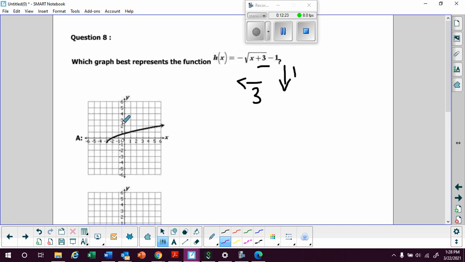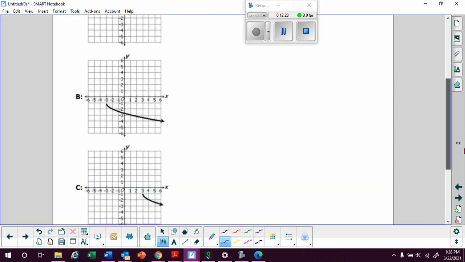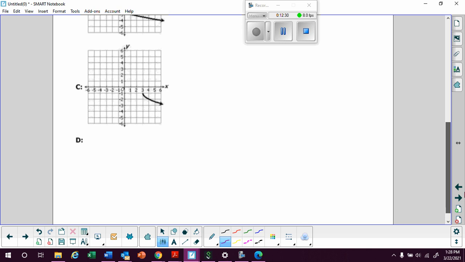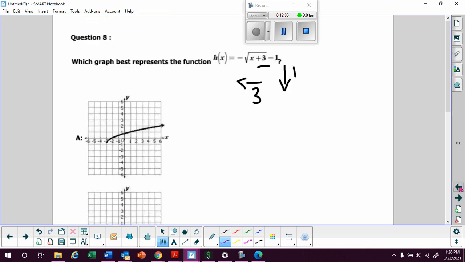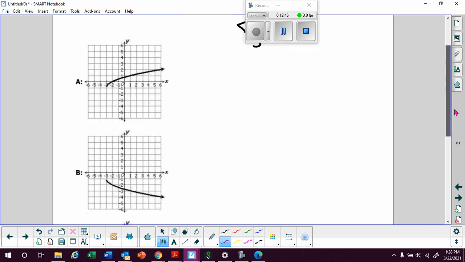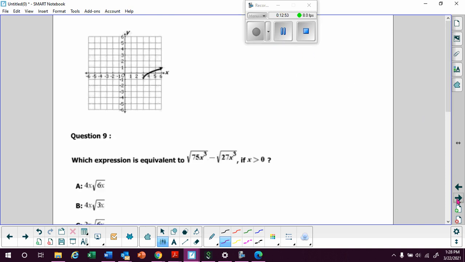So I know it's not A, right? It looks like it's B. I know it's not C, or I don't know what D is. It's not D, definitely not D, because the positive 3 takes it left, right? So if this wasn't negative, A would have been the choice, but because it's negative, it would be B. But if you are in doubt, just put this in Desmos, and you'll be able to see it with no problem. All right, number 9.